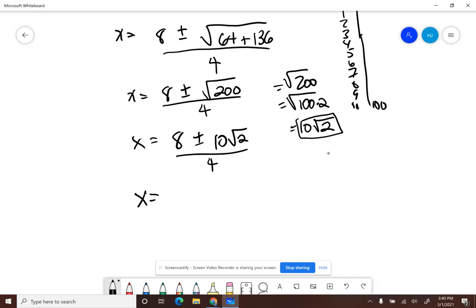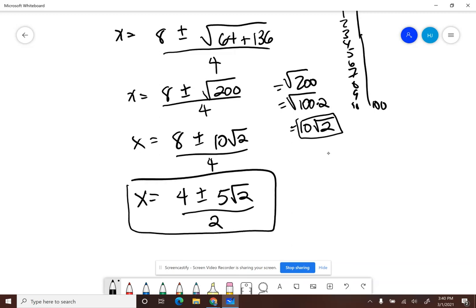So 8 divided by 2 equals 4. Plus or minus 10 divided by 2 would give me 5. Again, the square root of 2 just stays the way it is. And then 4 divided by 2 would in fact be 2. Ladies and gentlemen, there is your answer, okay?